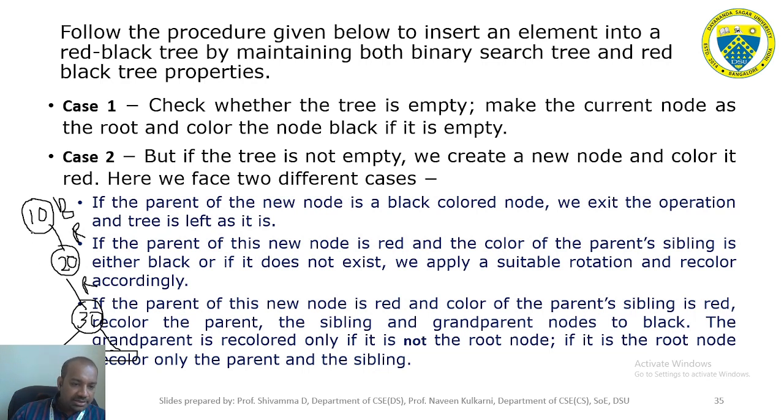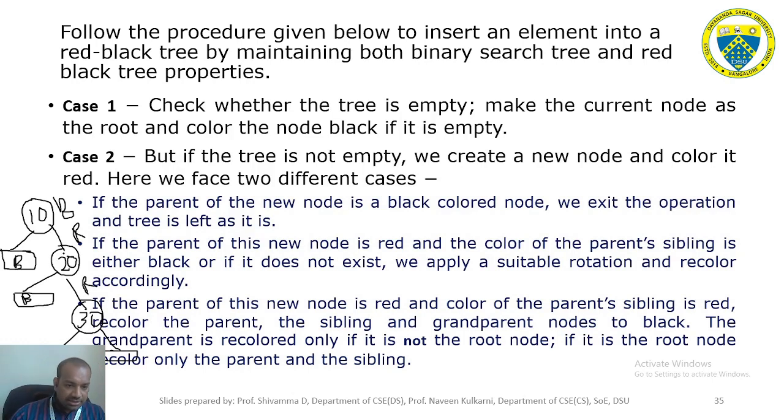If you take this 10 node, here also we will have null, and this 20 here also will have null. The left and right of all of them are null. Here all null nodes are considered black nodes. This is also a black node, this is also a black node. Now listen, this is the red node.